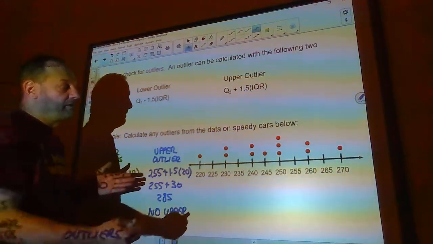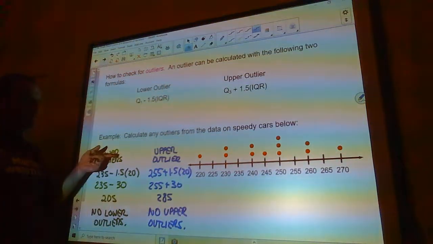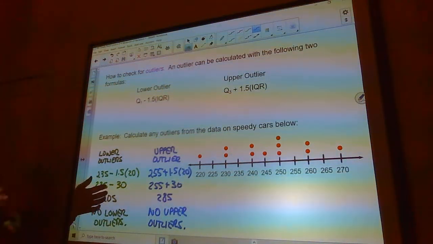The data is pretty evenly spread out. When you get an outlier, you get one that's like way out here. Okay.